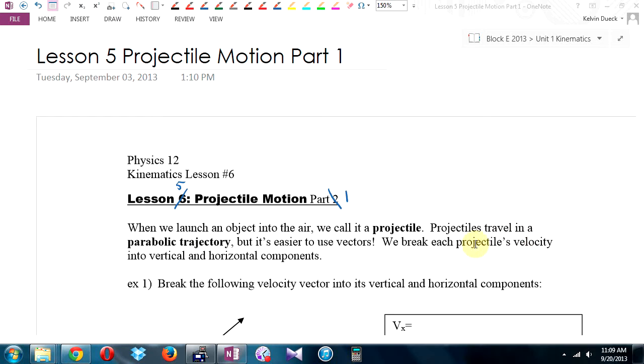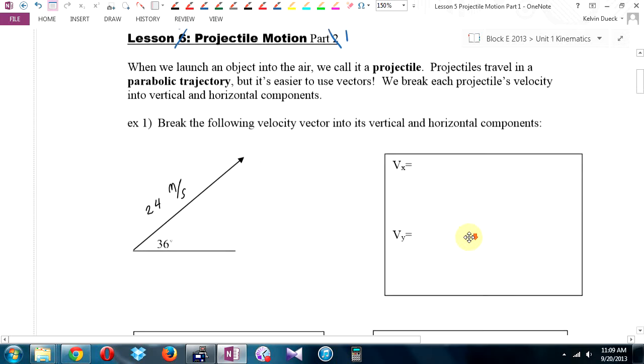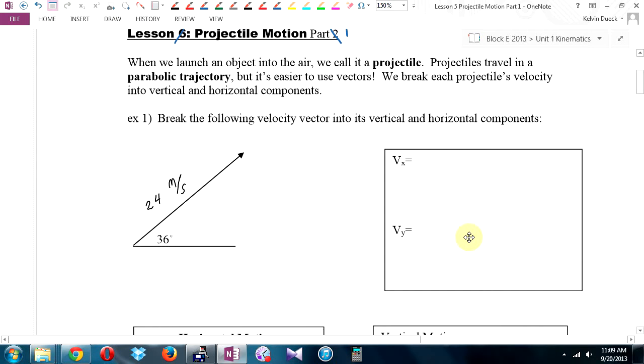So, I wrote down here example 1. Break the following velocity vector into its vertical and horizontal components. So we're going 24 meters per second at an angle of 36 degrees. If I was going to break this up, my abbreviation for horizontal is the letter X, so I call it Vx. My abbreviation for vertical is the letter Y, Vy, using graphing notation.